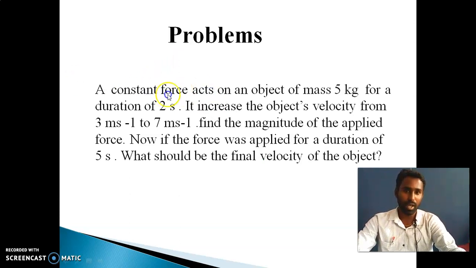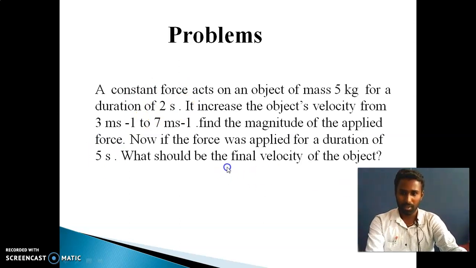First, a constant force acts on the mass. Mass is given. For a duration, that means time is given. Velocity is changing, so initial velocity and final velocity are given. We have to find the magnitude of the applied force. If the time is varied for the same force, what would be the final velocity? Shall we go to solve?